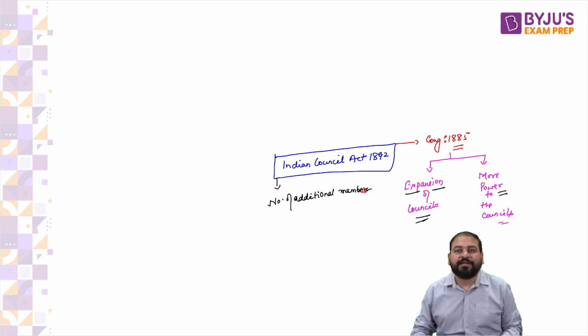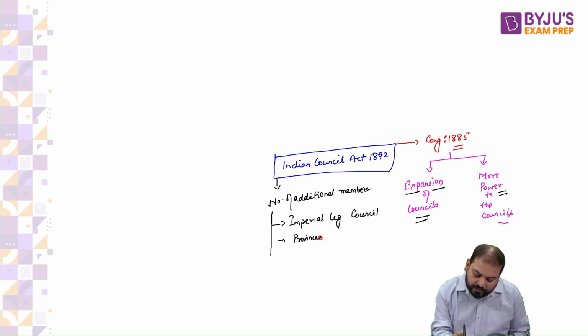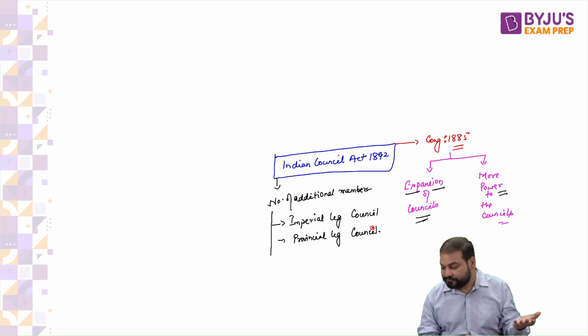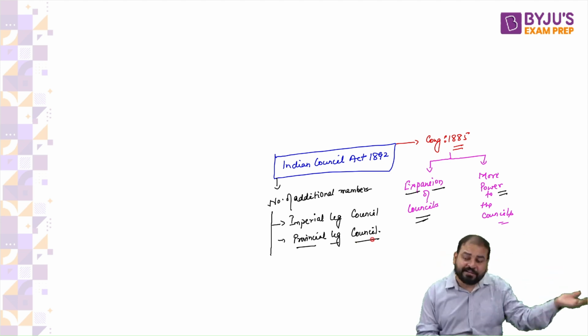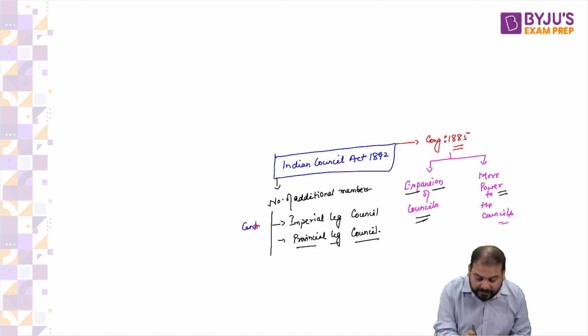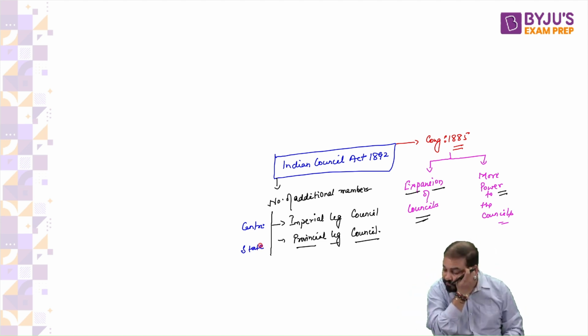Now, everyone, please see this. Where were these people added? In the Imperial Legislative Council and the Provincial Legislative Council. All of you, do you understand Imperial Legislative Council and Provincial Legislative Council? Just like today you have Vidhan Sabhas. This is Provincial Legislative Council. And in the center, you have Lok Sabha. So that is Imperial Legislative Council. So basically, in center and in the state. All of you clear till here?